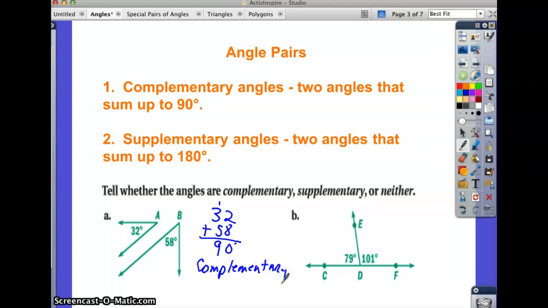And these two, you've got 101 plus 79, which is 180 degrees, so these are supplementary angles.